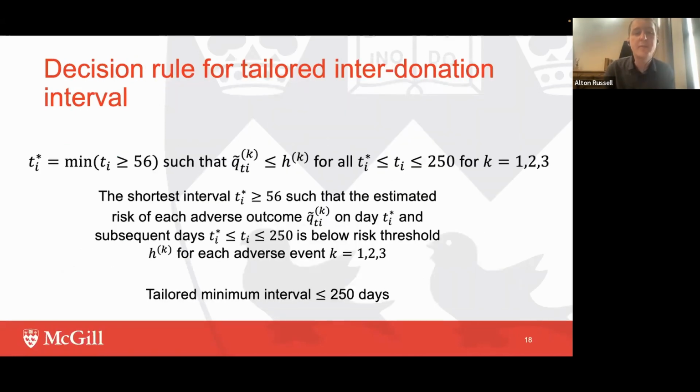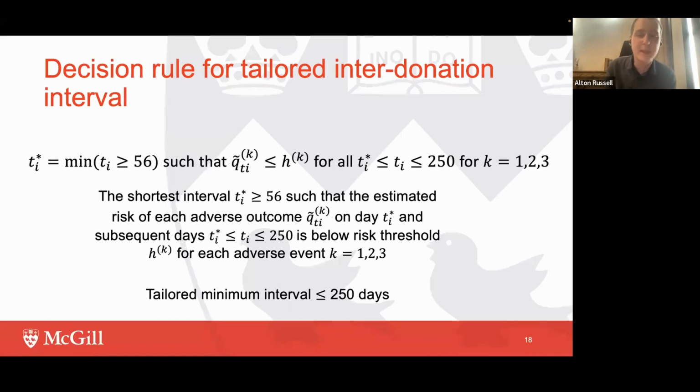So taking this further, we wanted to develop a decision rule to tailor the interdonation interval. Basically, we identify the minimum time such that the risk of each of our 3 adverse outcomes, low iron donation, absent iron donation, or hemoglobin deferral, is below some predefined threshold that we define separately for each of the 3 adverse outcomes. So we can say, this is the maximum risk we tolerate for each of the 3 outcomes, and we can just wait until the donor's risk is below all of those for that day and all days into the future.